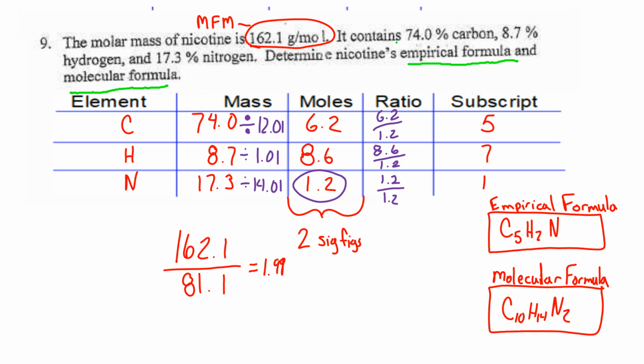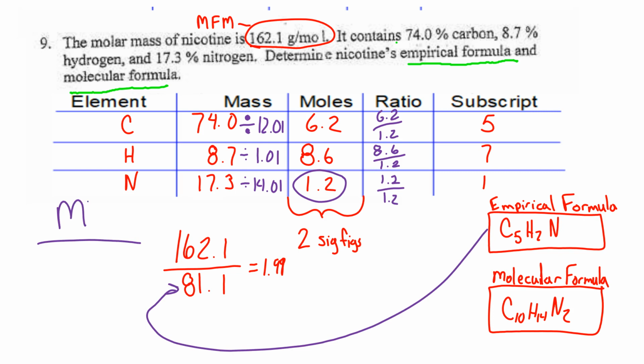From there, I can get my empirical formula mass, which I put here, because remember, we take molecular formula mass divided by empirical formula mass to get our multiplier. So my empirical formula mass, 5 carbons, 7 hydrogens, and 1 nitrogen equals 81.1 or so, depending on how you round it.